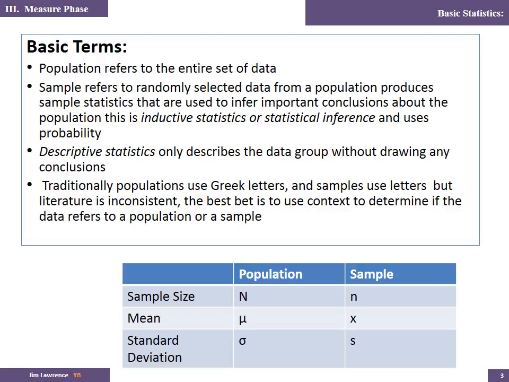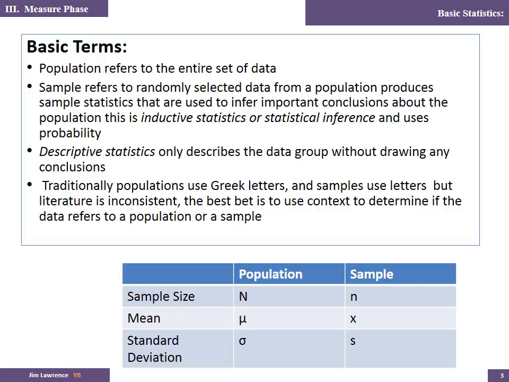Some basic terms relevant to the measure phase are: a population refers to the entire set of data. A sample refers to randomly selected data from a population, and it produces sample statistics that are used to infer conclusions about the population. This is inductive statistics, or statistical inference, and it uses probability. Descriptive statistics only describe the data group without drawing any conclusions.